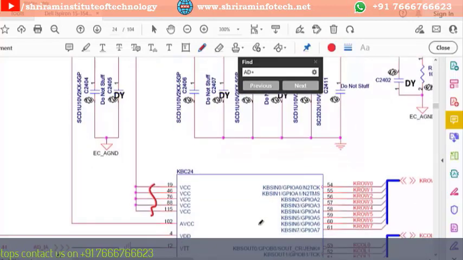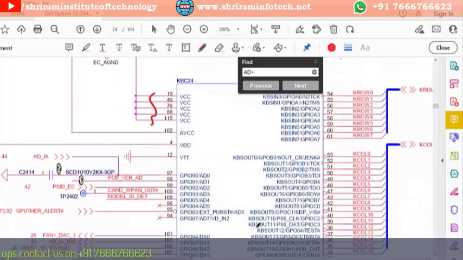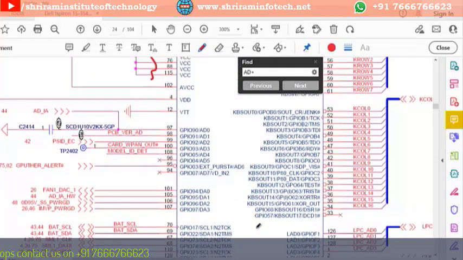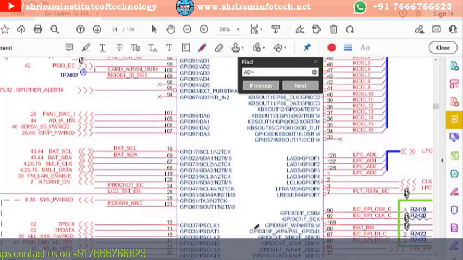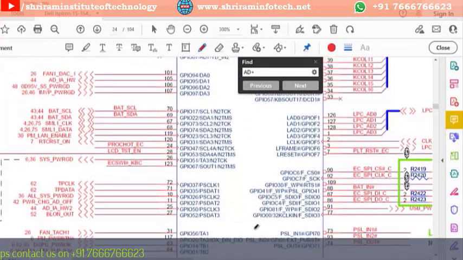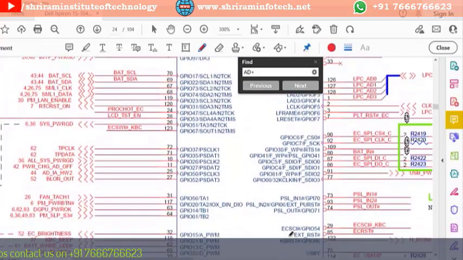Then the next important pin is called the EC reset, ECRTC. So we'll find where it is. Yes, this is ECRTC, EC embedded controller reset. This SIO needs a reset signal. So here you should get a 3 volt, and this is an RC circuit delay generator. So here you will get a 3 volt. Okay, so you have to check your 3 volt.